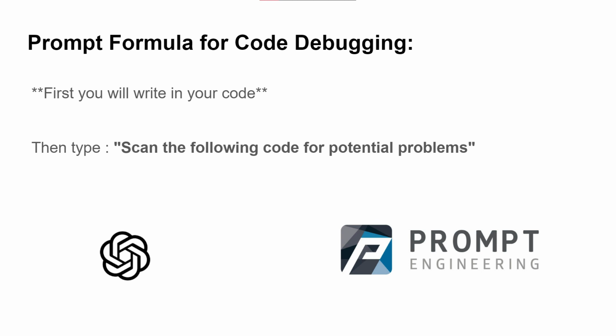This will be the prompt formula that we'll be using for code debugging. First you write in your code, and after giving some spaces, you type: scan the following code for potential problems. This exact prompt formula can really help you get your code debugging work done. So let's not waste any more time and jump right into ChatGPT.